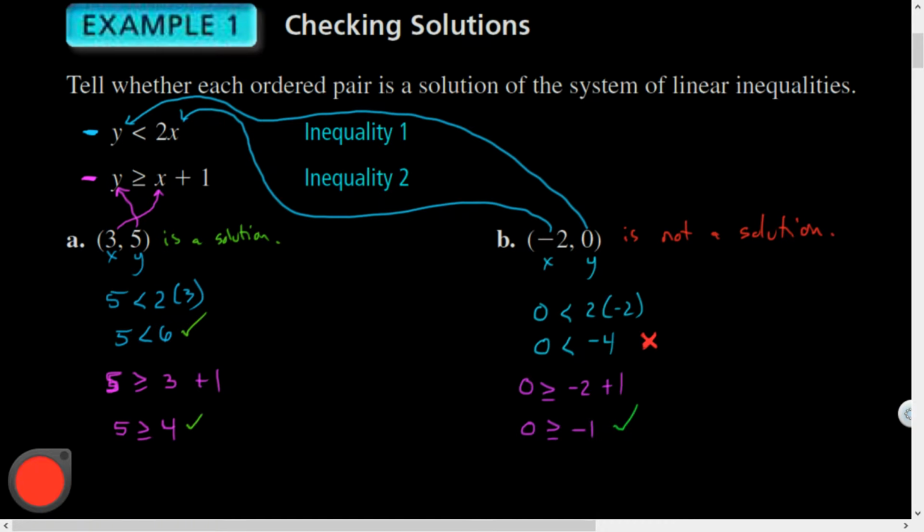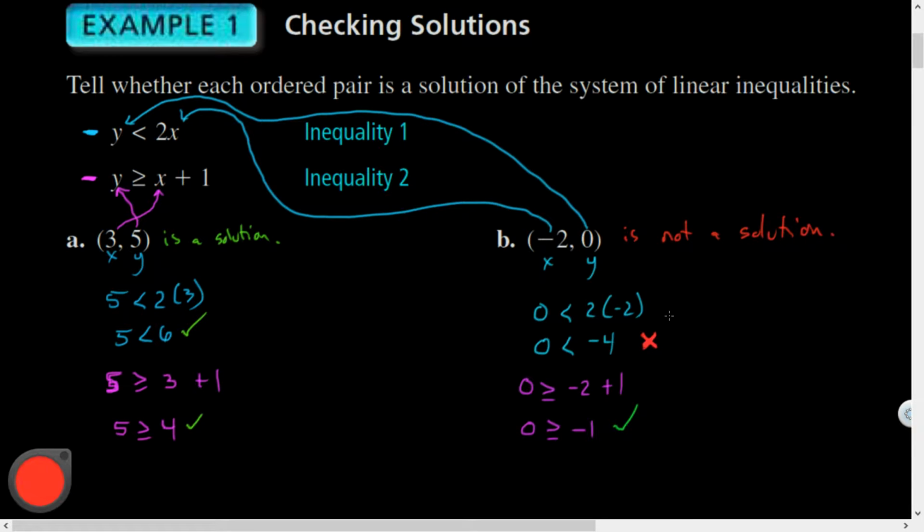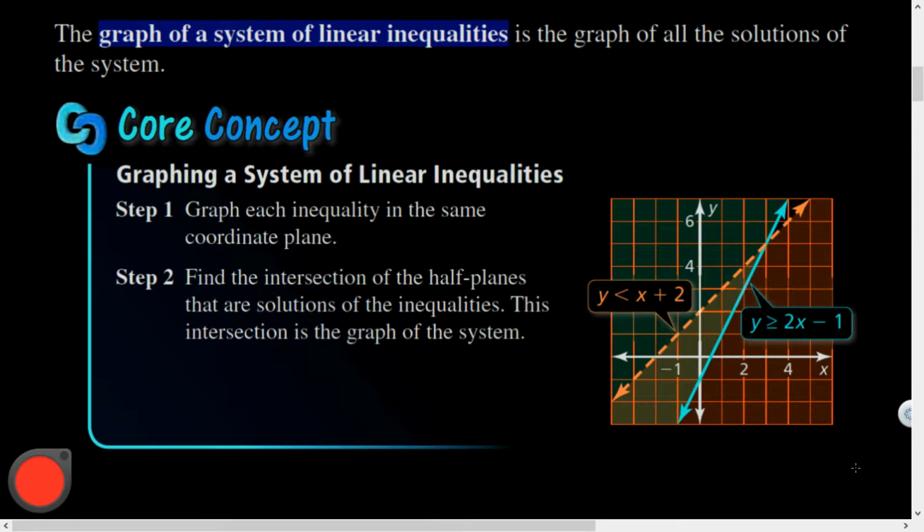All right, so let's take a look at this concept of what if I wanted to graph all of the solutions? What if I wanted to represent them as a graph? Because I know how to check whether something's a solution, but what do all the solutions look like? The graph of a system of linear inequalities is the graph of all of the solutions of the system. And a graph might look like this if you had two inequalities.